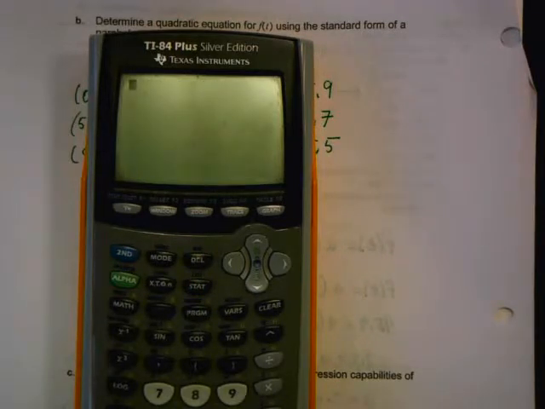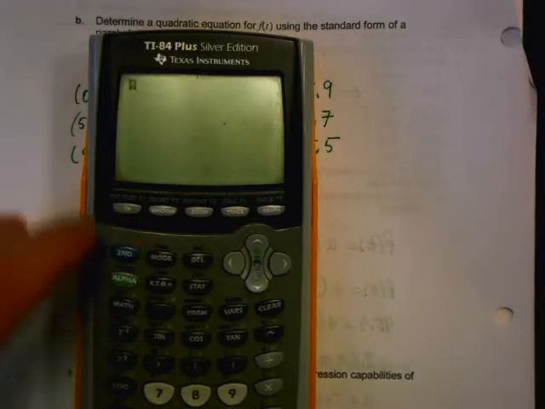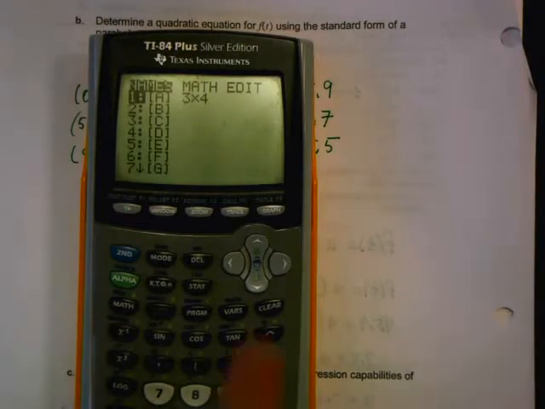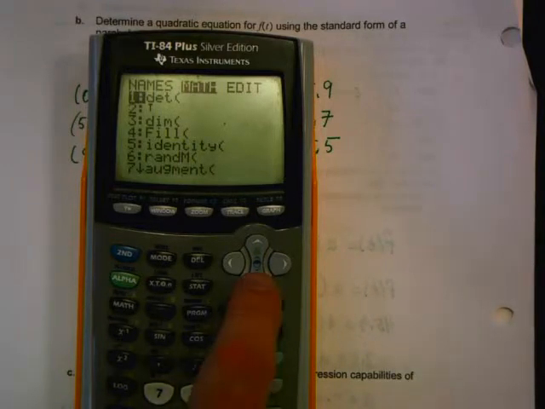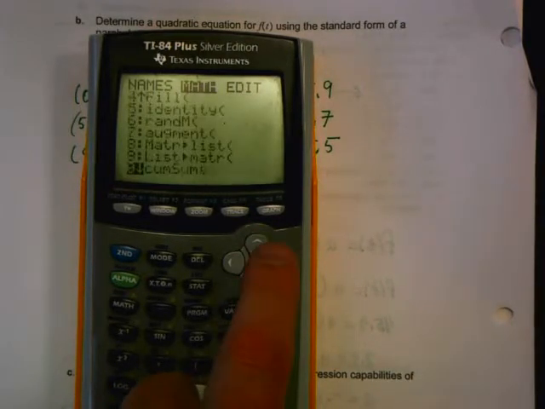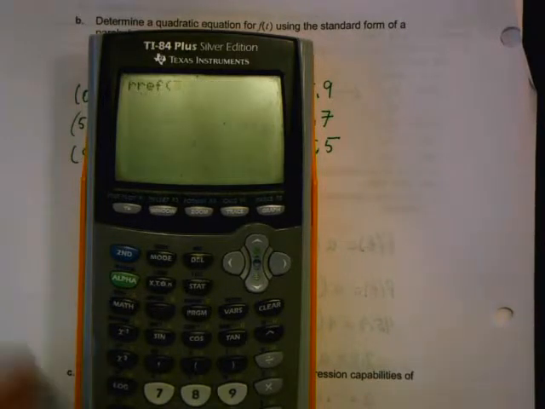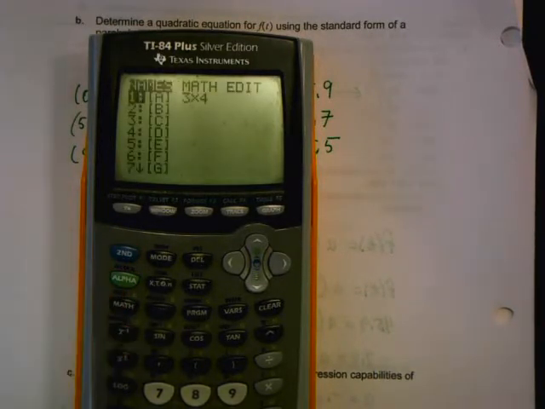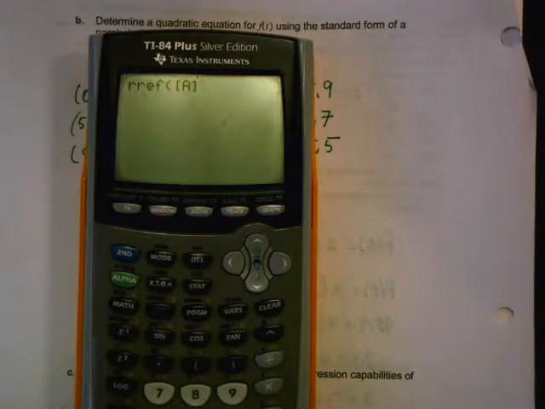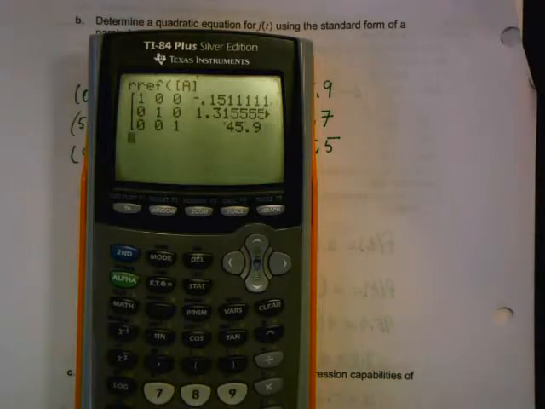Then how do I get the calculator to tell me the answers? Second matrix, over to math, down, down, down to B, which gives me row reduced echelon form, and then once again to matrix, and tell it to use matrix A. I think I'm going to round off to 2 decimal places. I think 2 would be enough.